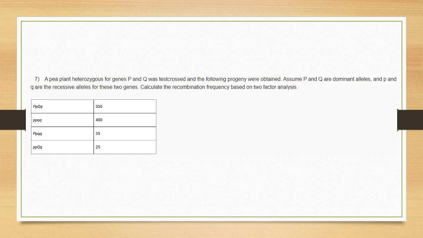This table is very important. See all the numbers that are given in the table. This will help you to solve the question.